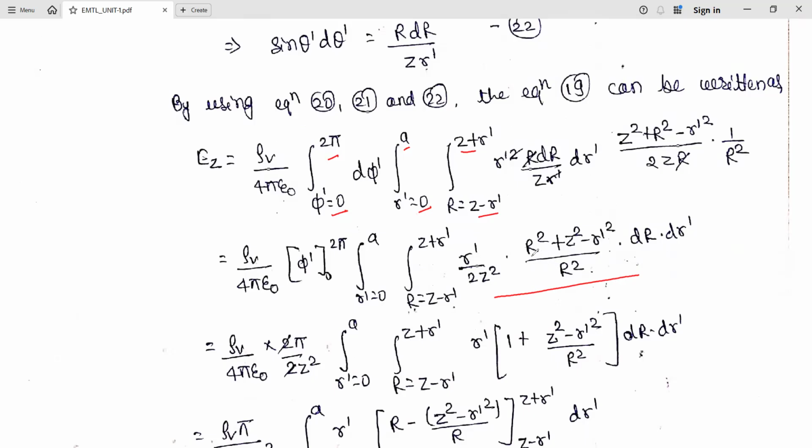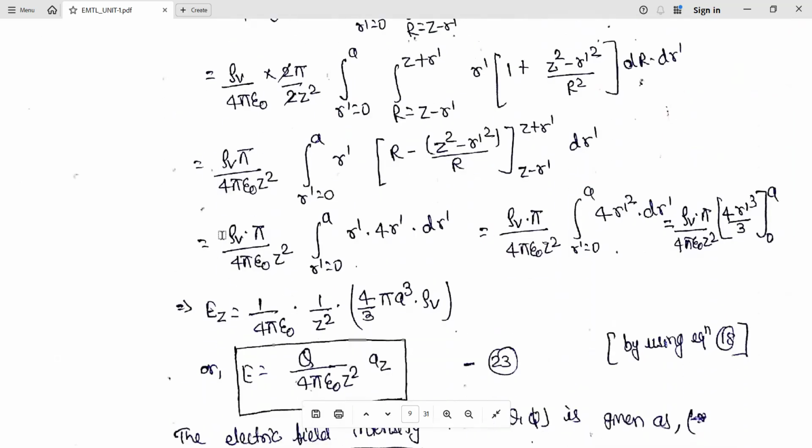In this, r square is taken as common. Once we take r square as common, inside we get 1 plus z square minus r dash square by r square. Now if you try to integrate here, what will we get? For this you'll get r, and here we have r to the power minus 2 into dr. Am I right? So finally what we'll get here is minus 1 by r, the integration of this. That value is substituted again, and further rearrangement is done.